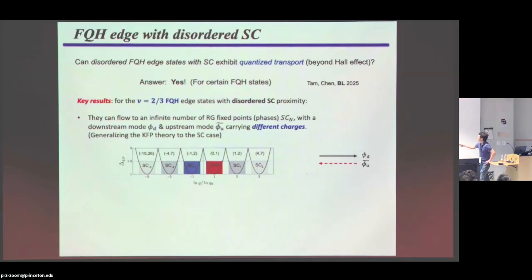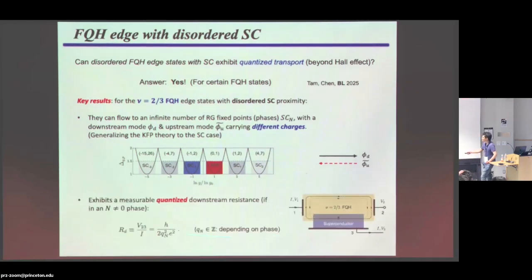Each of the theories has a downstream mode and an upstream mode, but the difference is that these modes carry different charges. Here, charge is a bit hard to define because it is, for example, defined mod 2, since you're coupled to a superconductor. As a result, you can measure the so-called downstream resistance, which I'll explain, and you get a quantized result, which reflects this integer q_n characterizing each different fixed point.